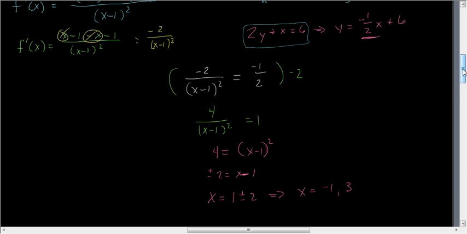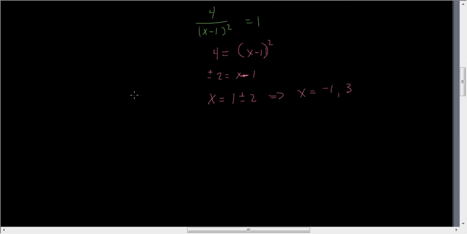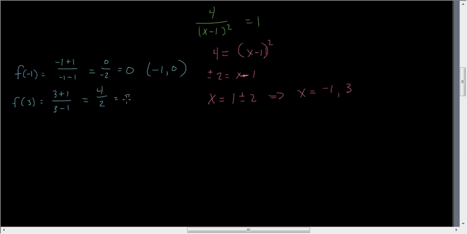So now that I have that, what is f of -1? Well, that's -1 plus 1 over -1 minus 1, which is 0 over -2, which is 0. So the point -1, 0 is where they touch. As well as f of 3 is 3 plus 1 over 3 minus 1, which is 4 over 2, which is 2. And so that's 3 comma 2. Okay, so these are the points of intersection.